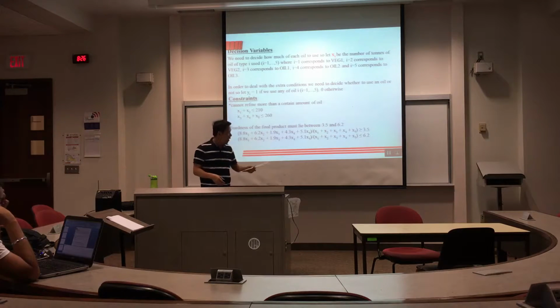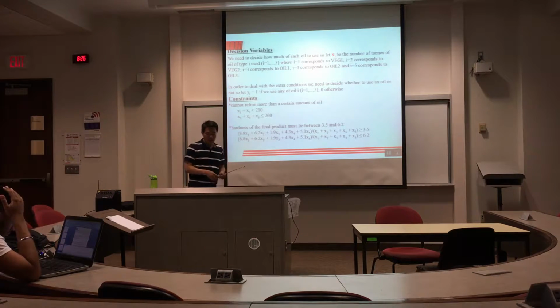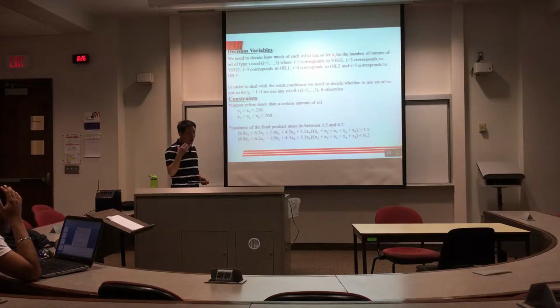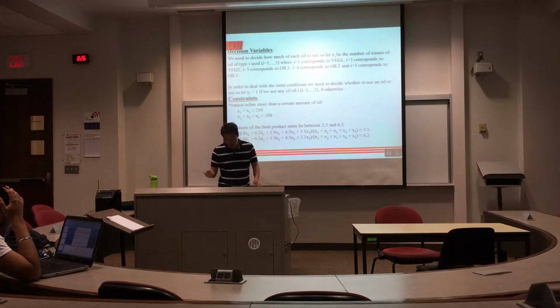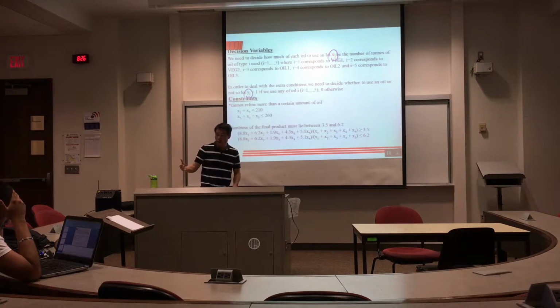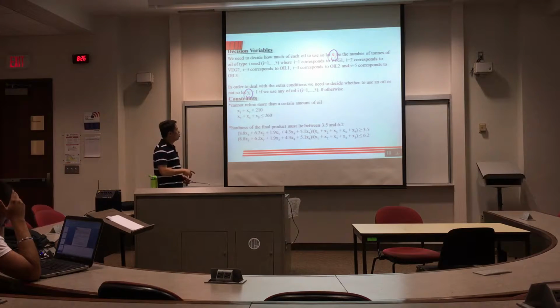So again, it's kind of backwards, but we can define xi as the amount of oil to use. Okay, let me change to cocoa. And you can also define yi as a binary variable. That means if you use oil i, then you make this 1. If you don't use oil i, then you make yi equal 0.